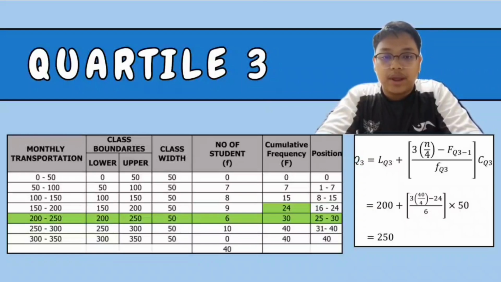We have 40 students in total, so we have to find the quartile position. 3 out of 4 of 40 equals position 30. This falls in the class of 200 to 250 ringgit because the cumulative frequency reaches 30 here. So we get lower boundary 200, cumulative frequency before this class 24, frequency of this class 6, and class width 50. Now substitute these values in the formula and we get 250 ringgit. So 75% of students spend 250 ringgit or less on monthly transportation.